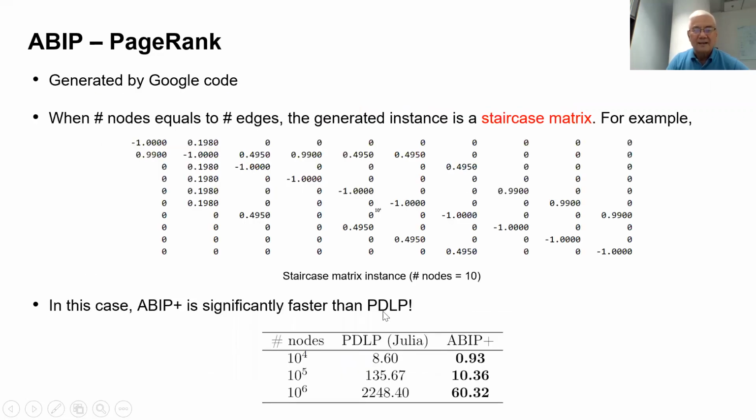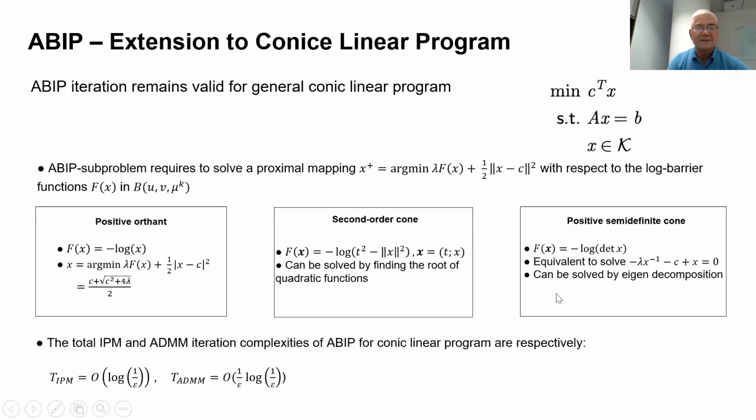And this is more dramatic for certain types of PageRank linear programming problems. For example, in one instance, Google's solver takes 2,000 seconds, the ABIP only 60. So there is room for using first order methods. That's the takeaway from this.